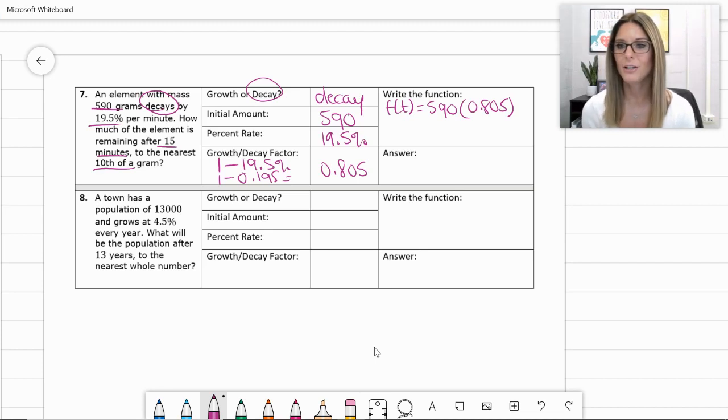Now, I mentioned earlier in our notes, our exponent t is usually in years, and this problem is in minutes. Don't let that bother you. They have given us everything in terms of minutes. They're asking about minutes. They gave us a rate in minutes. So just for this problem, our t does represent minutes. So raised to the 15. Let's grab the calculator and see what we get.